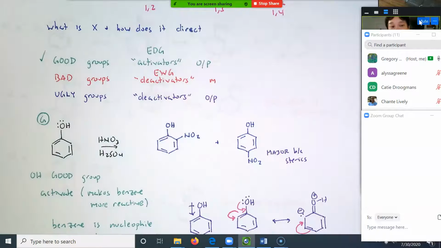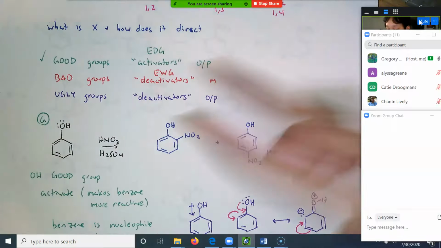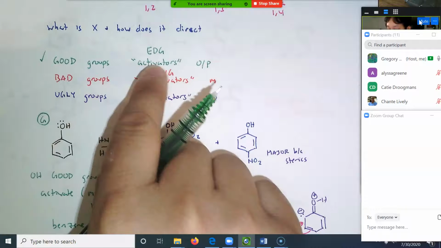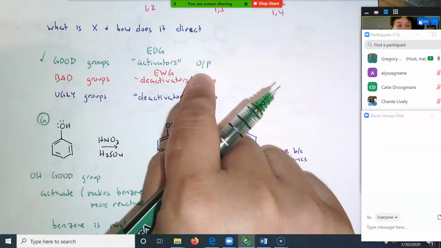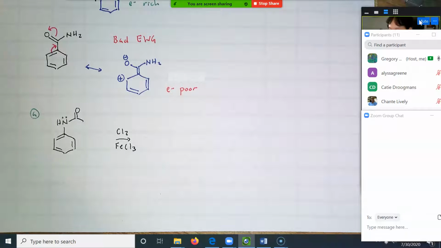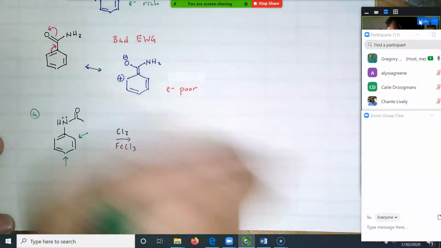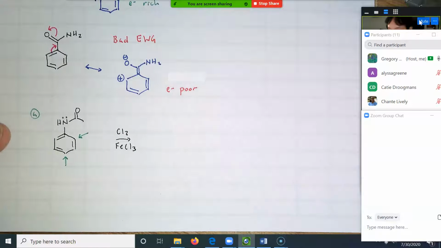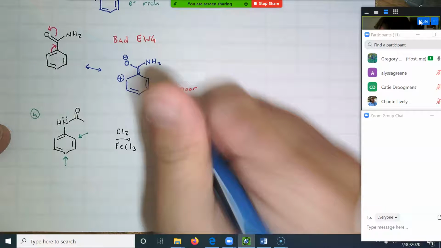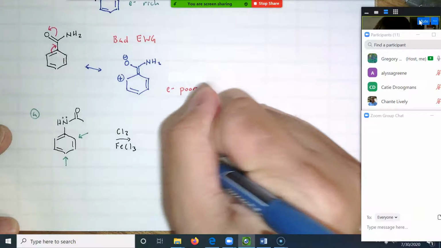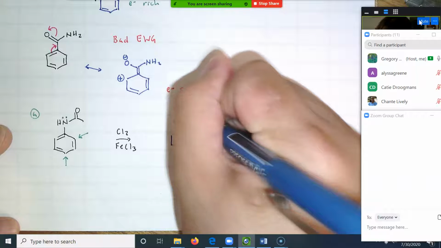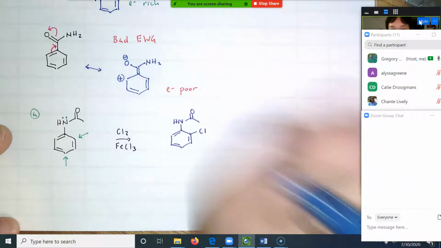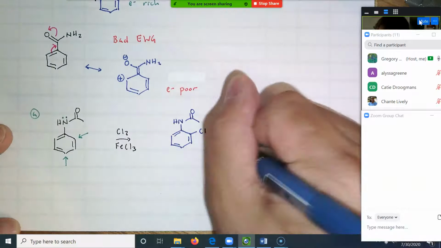Okay, so this is the next step. Once you realize that you have a good group, you know it's reactive, or more reactive than benzene, but it's ortho-para-directing. Ortho position is here, and the para position is down here. So yeah, you are chlorinating at those two positions. There's the ortho, and the para is.